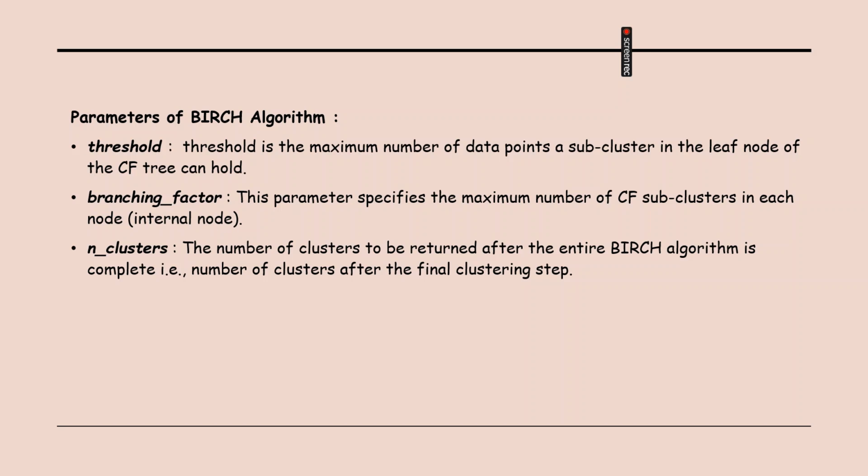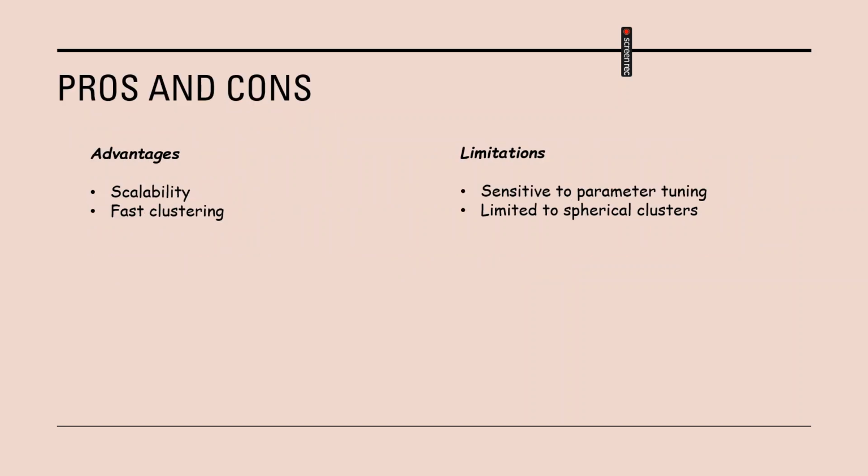If it identified 10 clusters, then the 10 clusters will be available in the output if we give n clusters as none. The advantages and limitations of the BIRCH algorithm. Scalability. It can handle highly complex data because we are not taking the whole data for clustering. Instead, we are compacting the data to a summary and then taking it for clustering. So it can handle highly complex data. And then fast clustering. As we are compressing the data and taking it for clustering, the clustering happens faster.